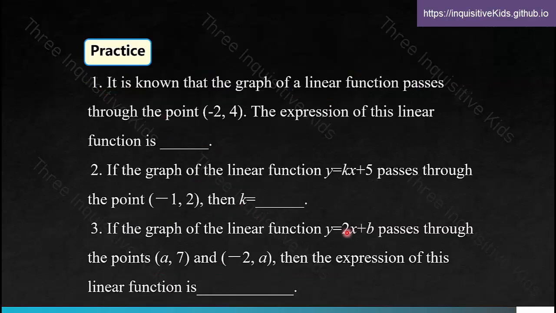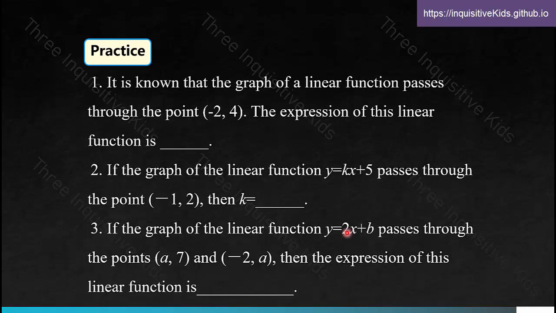Now you do some practice. It is known that the graph of a linear function passes through the point negative 2, 4. The expression of this linear function is... Pause the video and use the steps that we used to solve the other examples before to solve this problem.